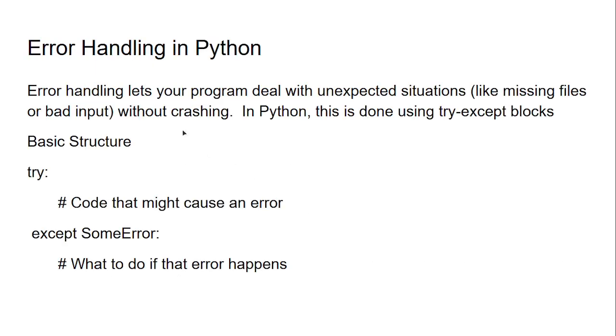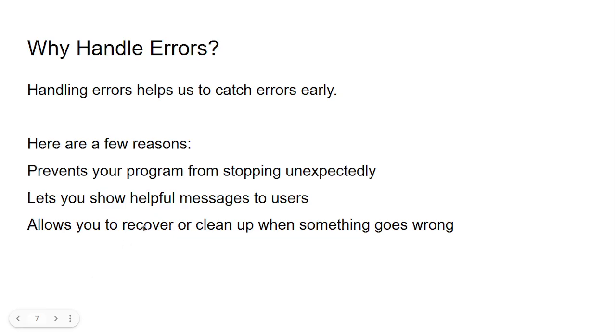Error handling in Python. Error handling lets our program deal with unexpected situations like missing files or bad inputs without crashing. In Python, this is done using try except blocks. Basic structure: we have a try statement with code that might cause an error. We have an except clause for some error and what to do if that error happens. An example we will look at later on.